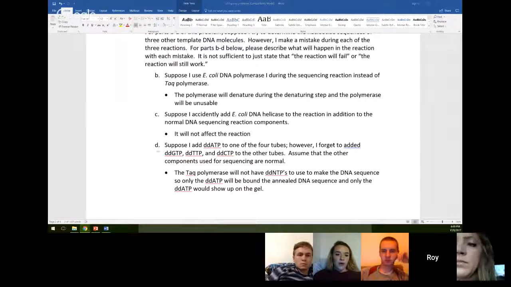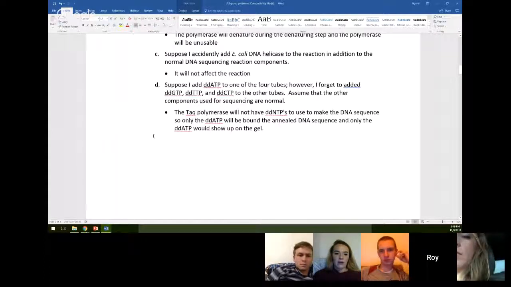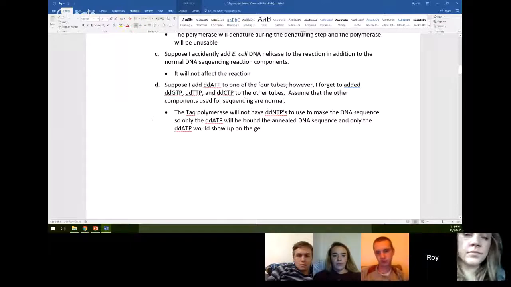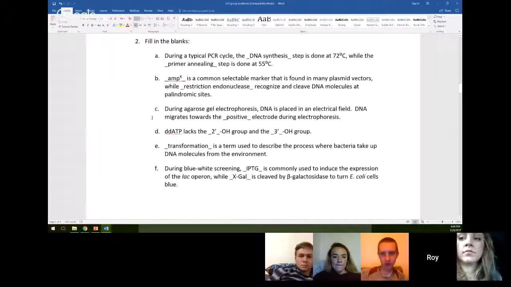And then suppose I add ddATP to one of the 4 tubes. However, I forget to add ddGTP, ddTTP, and ddCTP to the other tubes. Assume that the other components used for the sequencing are normal. So the Taq polymerase will not have ddNTPs to use to make the DNA sequence, so only the ddATP will be bound to the annealed DNA sequence, and only the ddATP would show up in the gel. So none of the other ones would even show up because they're not in there in the first place. Yep. All right. And I have number 2.